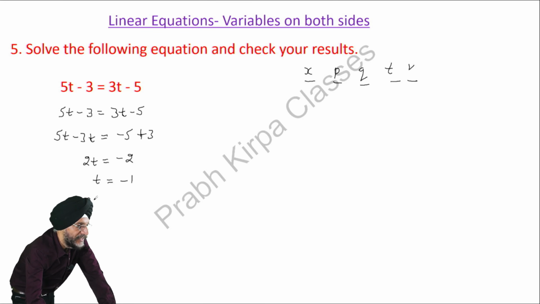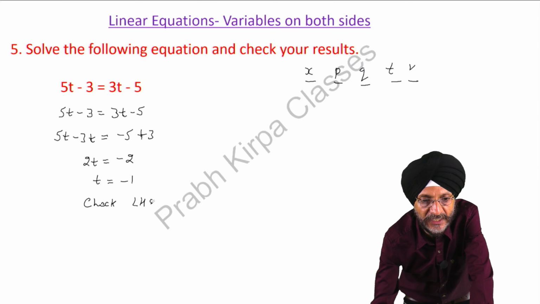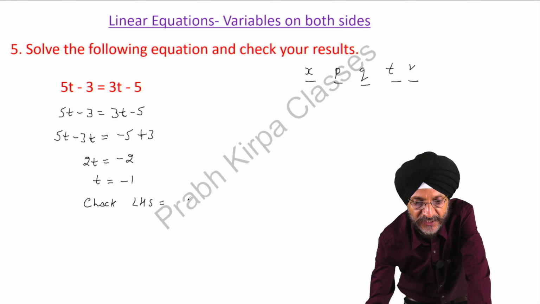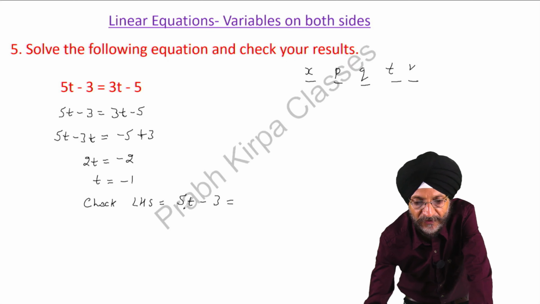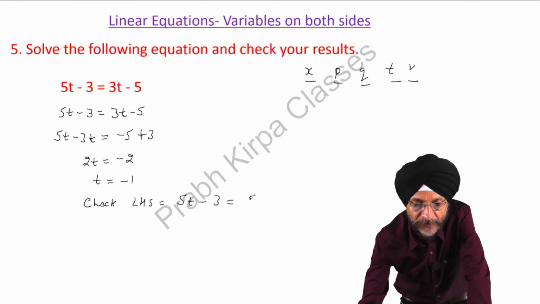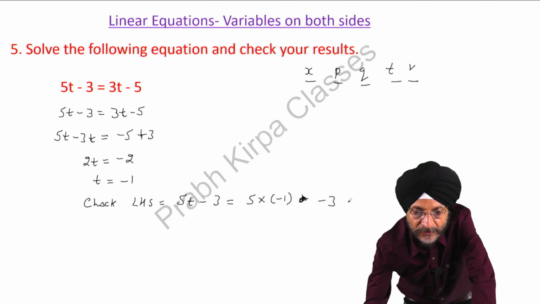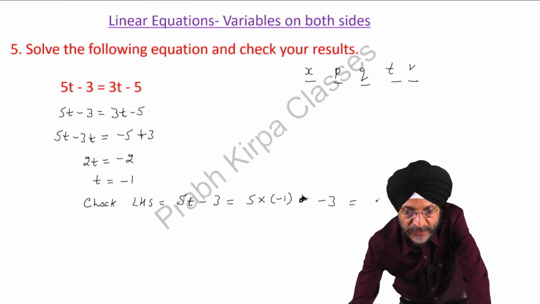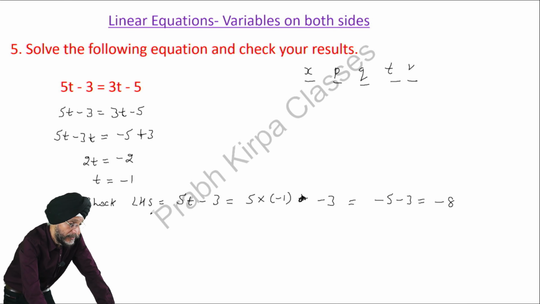So now we will check the values of left hand side expression. It is left hand side expression is 5t minus 3. So we will fill the value of t. 5 into the value of t, minus 1, plus then minus 3. So it becomes minus 5 minus 3. It becomes minus 8. So left hand side is minus 8.